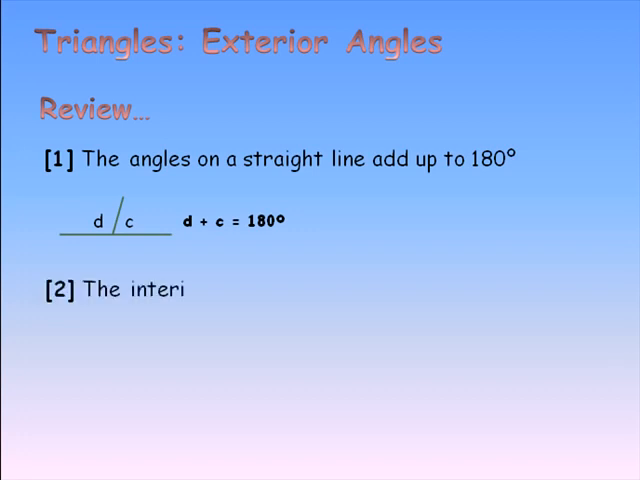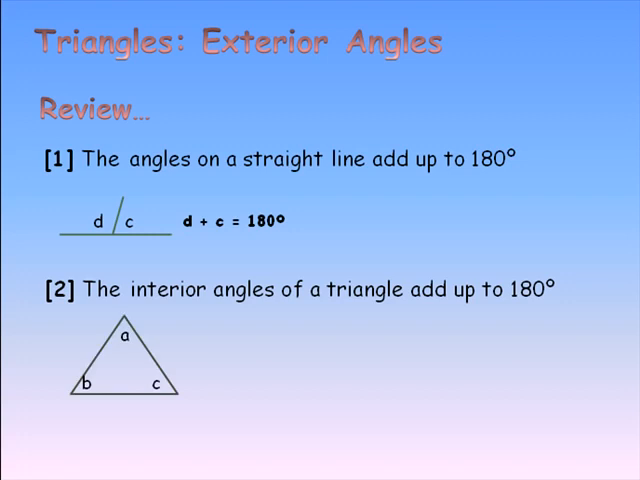The second thing we know is that the interior angles, and by that I mean the angles inside the triangle, they also add up to 180 degrees. So here I have a triangle, and angles A plus B plus C equal 180 degrees. These are going to come in useful later on when we work out exterior angles.